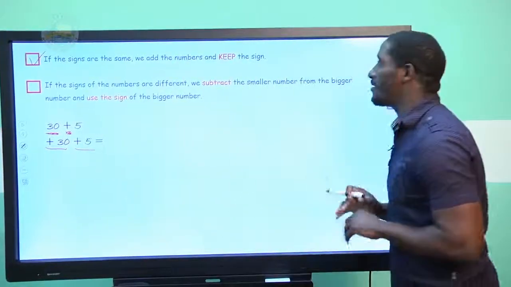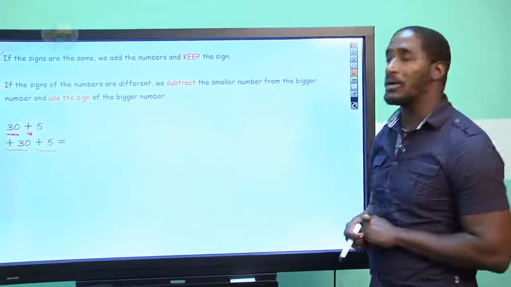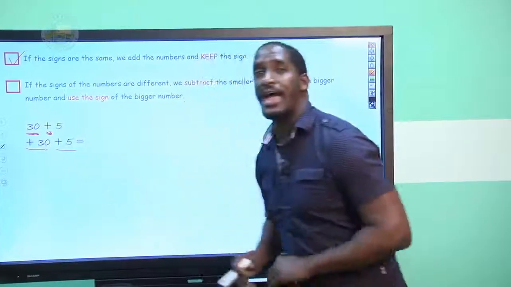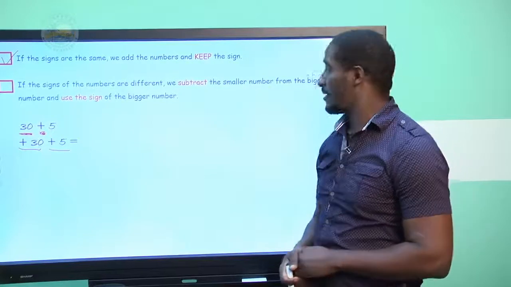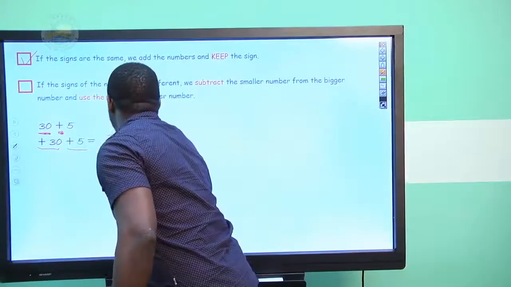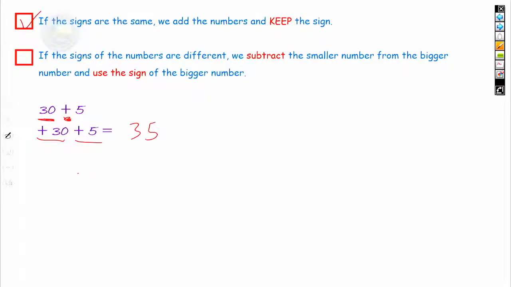If the signs on the numbers are the same, we add the numbers. 30 plus 5. Add the numbers, signs are the same. 30 plus 5 is 35. That's right, 35. And we are to keep the sign. Keep which sign? The sign on both numbers is the same. We are keeping that sign. So it's positive 35. Look at this one.